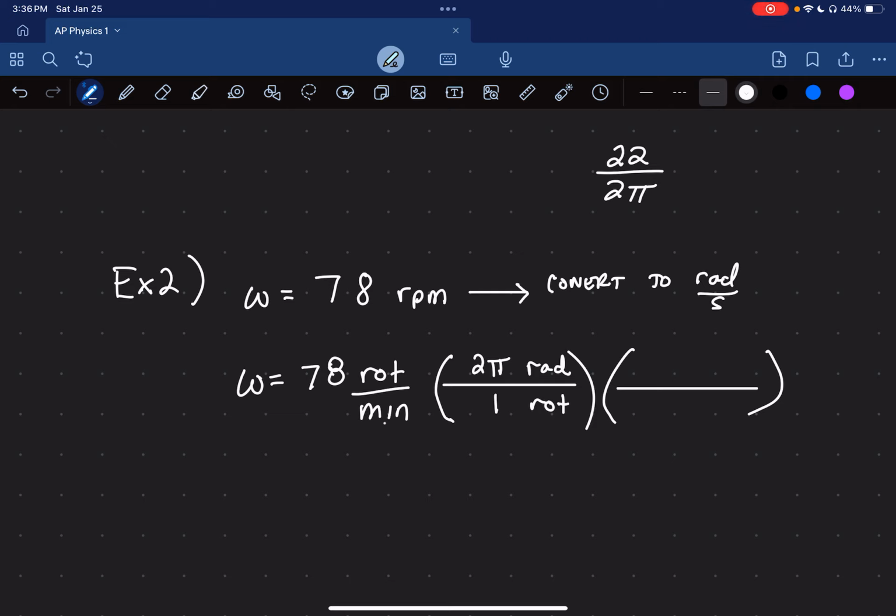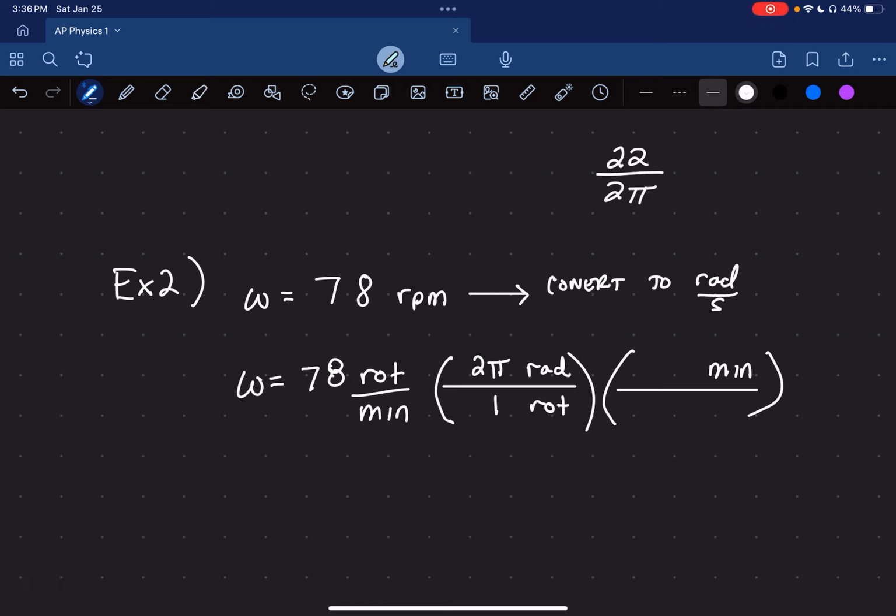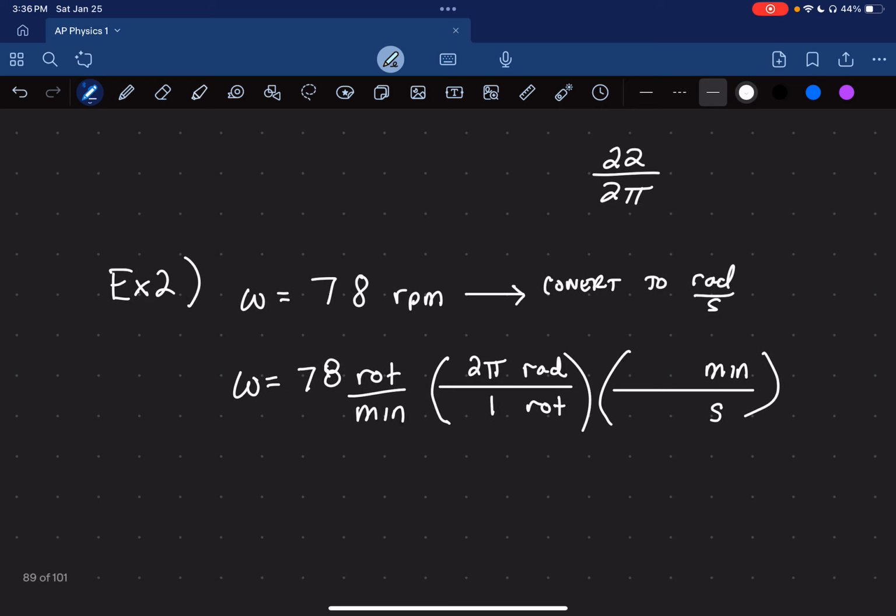Now we need to get rid of minutes. Minutes is on the bottom of the fraction. So to get rid of it, we need minutes on top of the fraction as well over here. So there's minutes, and we are converting that to seconds. And now we put in the numbers. And it's good advice to always start with the units first before you put in numbers. Don't put in numbers first and then put in units. It should be the units first.